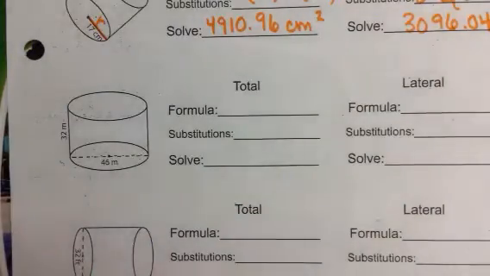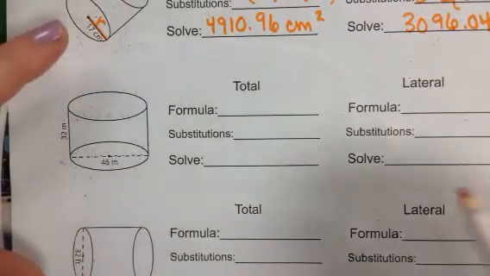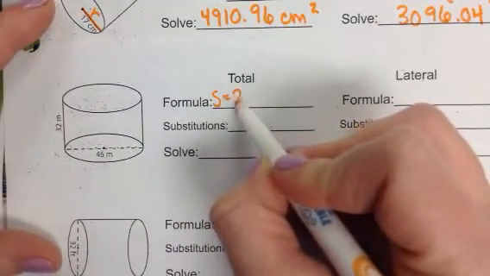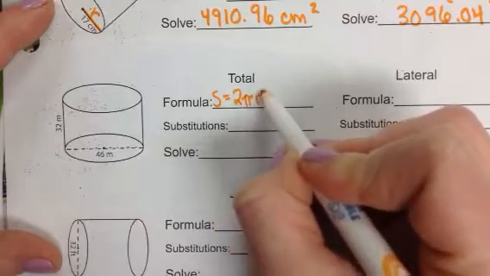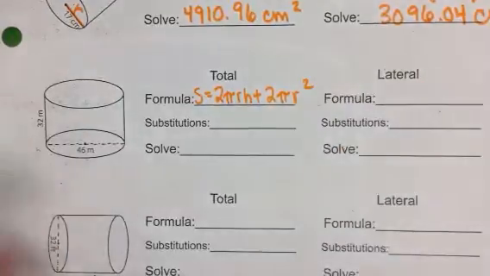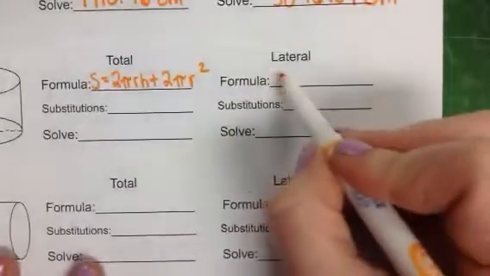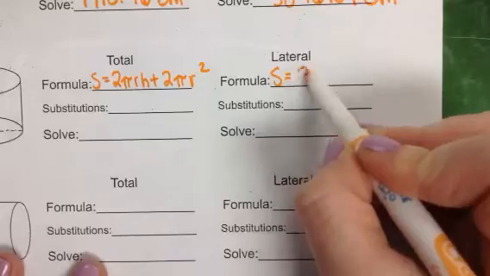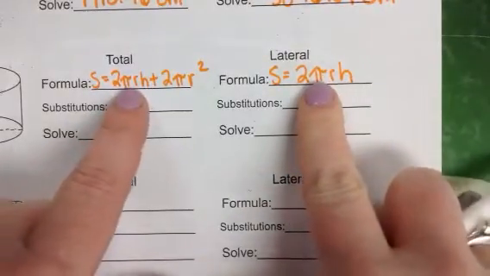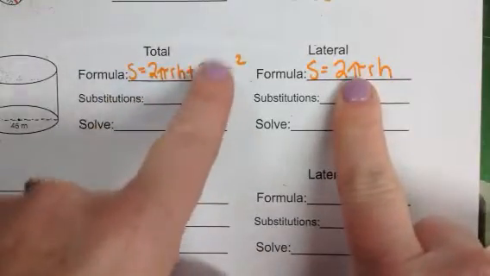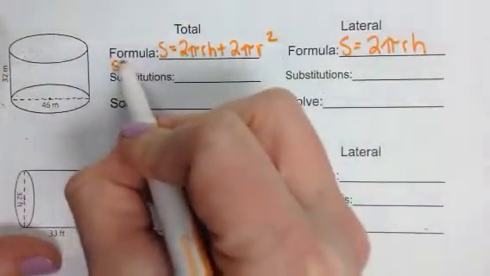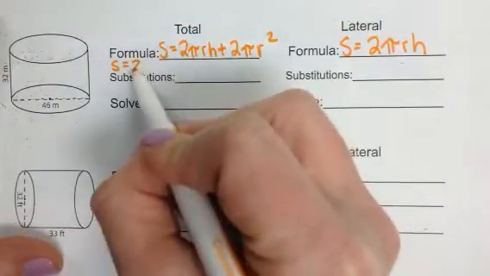So for total surface area, my chart says for a cylinder, surface area equals 2 pi RH plus 2 pi r squared. I'm going to go ahead and fill in the lateral. S equals 2 pi RH. See how the first part is the same? The total just adds the bases, the circles. Okay, so whenever I start to substitute, it starts with a 2, I got to keep it.